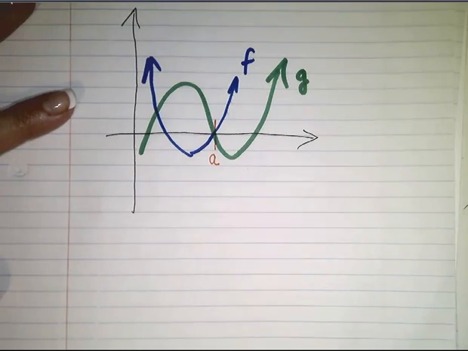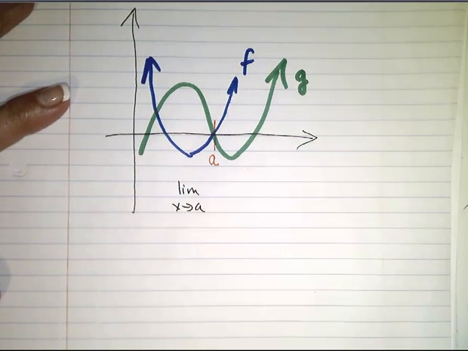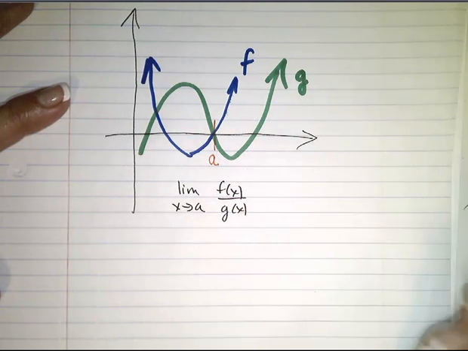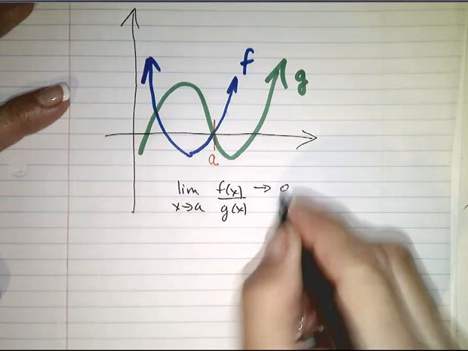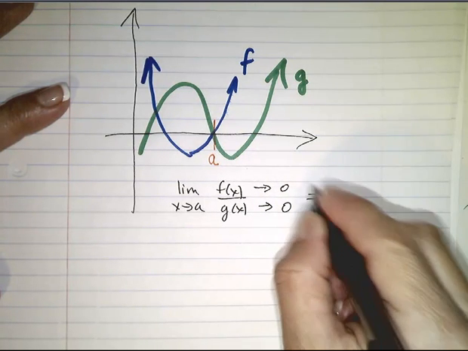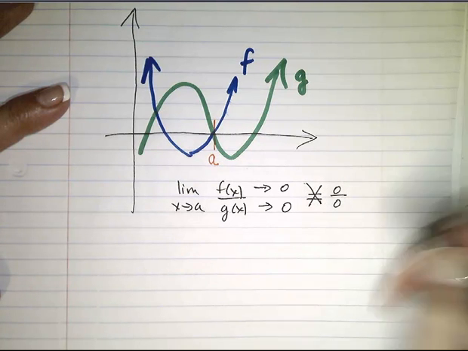All right, let's look at an example where the limit as x approaches a of the quotient f of x over g of x is of the form where the top goes to 0 and the bottom goes to 0. Notice I do not write equals 0 over 0 because that doesn't make sense.